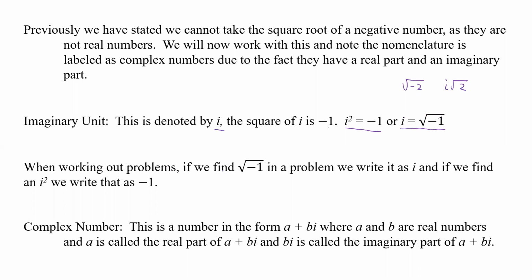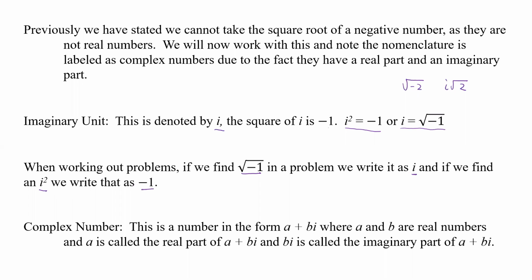So when working out problems, if we find a negative in the problem, we're going to write it as i and find the i squared. If we find that, we'd write that as a -1. So sometimes we're going to find things with a square root of -1. Other times we're going to find things with i squared, and we just have to write what was appropriate. So if we had the square root of -1, we say, okay, well, that's i. And if we find the i squared, we write that as the -1.